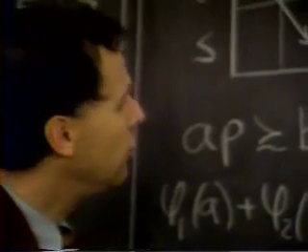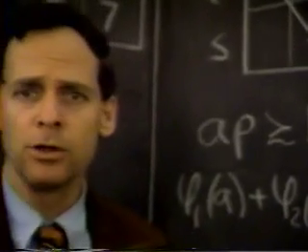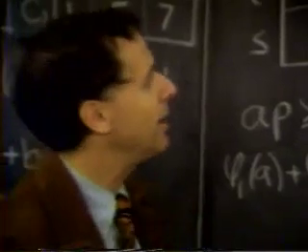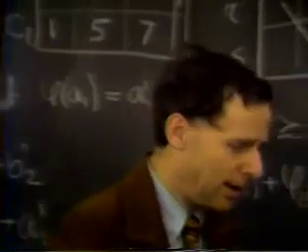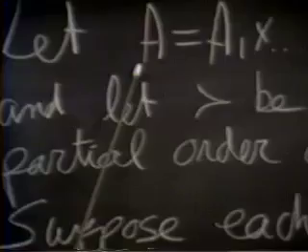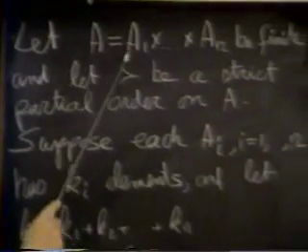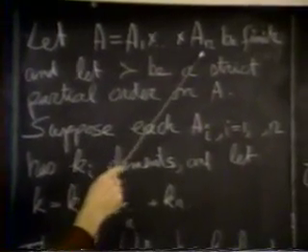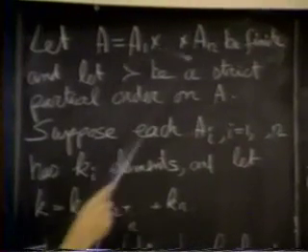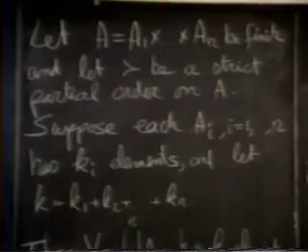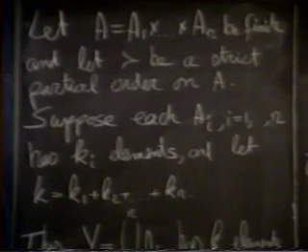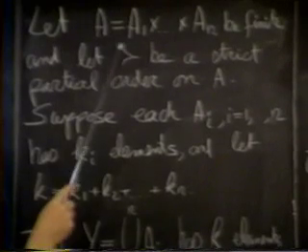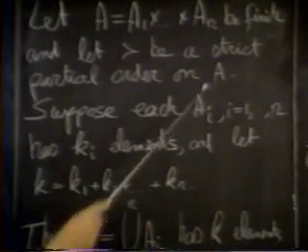Okay, in order to describe a necessary and sufficient condition for additivity for a finite set, certain constructions have to be carried out. Let A be a finite product set of the form A1 cross An, where all the sets are finite and Ai and Aj are disjoint. As is often the case, let us assume that we have a strict partial order on A.